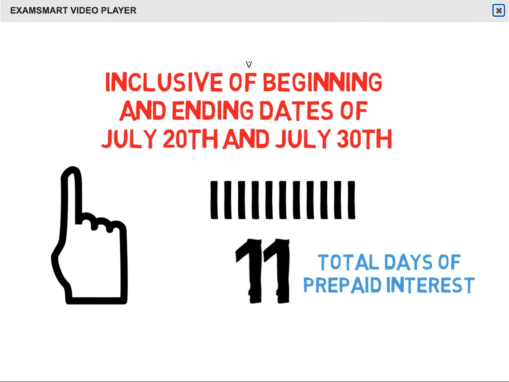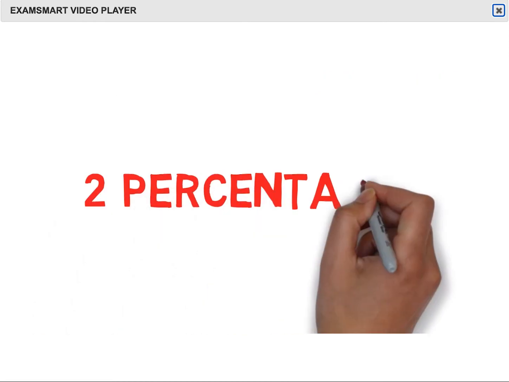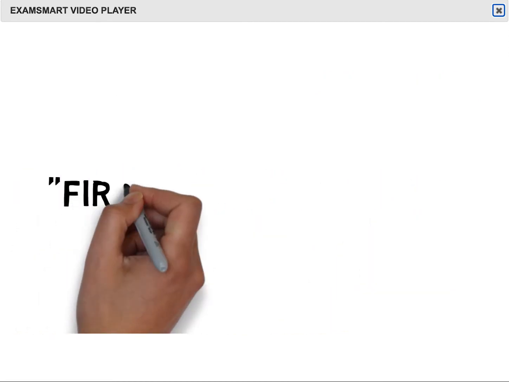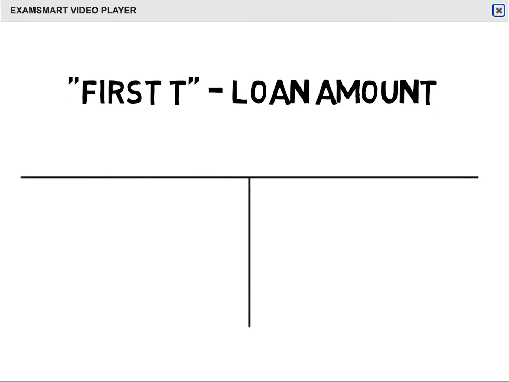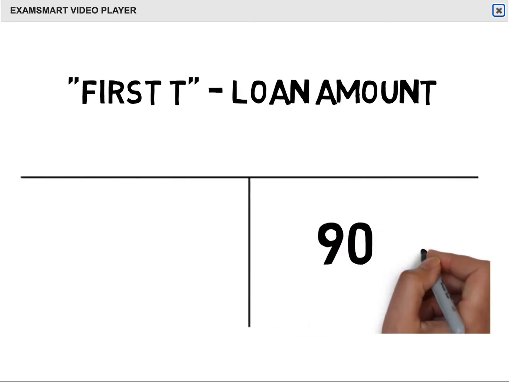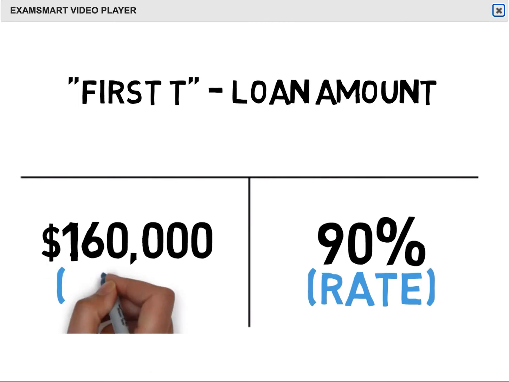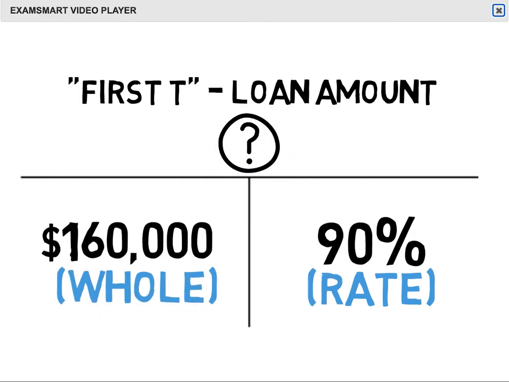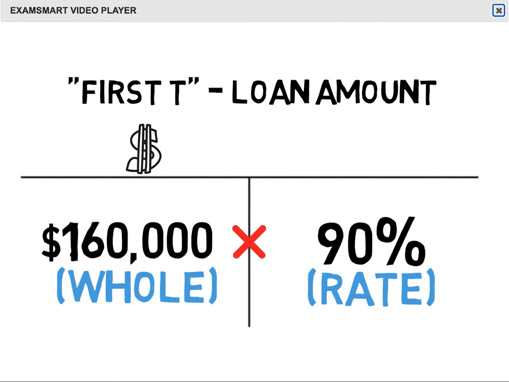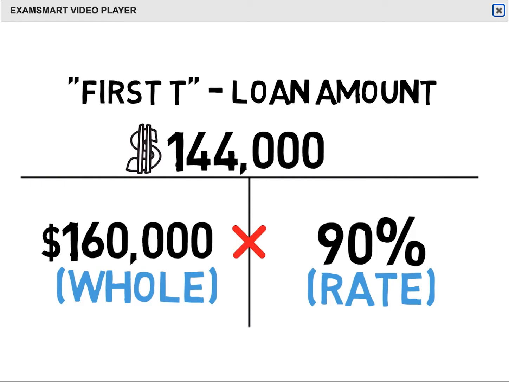Let's next draw ourselves 2 T's, because the math problem gives us 2 percentages. Let's first off figure out the amount of the loan. We have a 90% loan, so in the first T, 90% goes on the bottom right. The sale price is $160,000, which goes in the bottom left for the whole amount. Our formula tells us to multiply straight across. So we will take $160,000 times 90%. That will give us the part, or the loan amount, of $144,000.